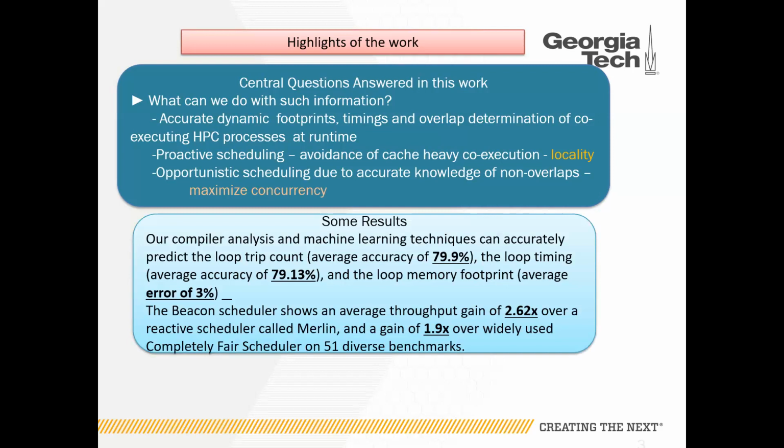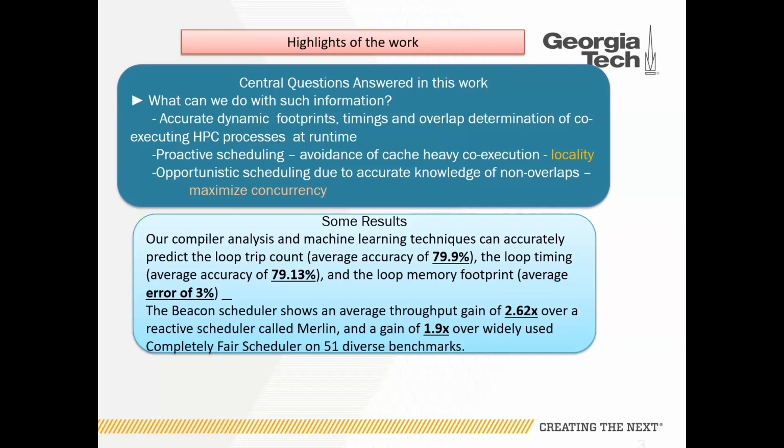In this particular case, we have a throughput of 2x over a widely used CFS scheduler, which is in the Linux distributions. We also demonstrated this over a reactive scheduler, which does not manage this information proactively. As indicated earlier, we have a huge gain of 2.62x.